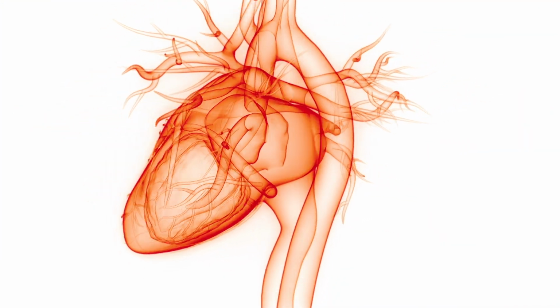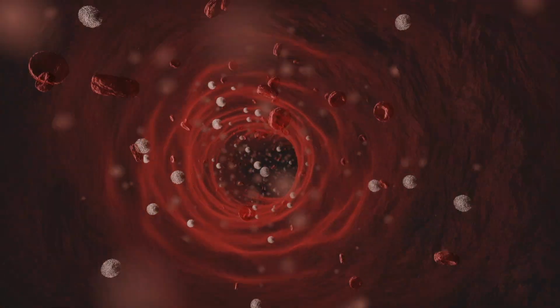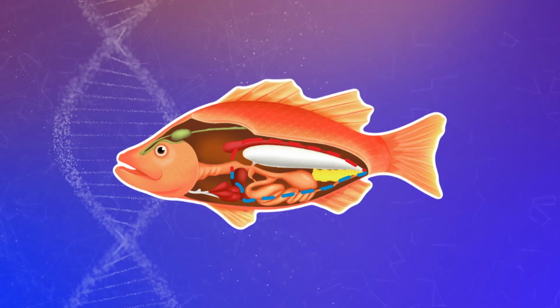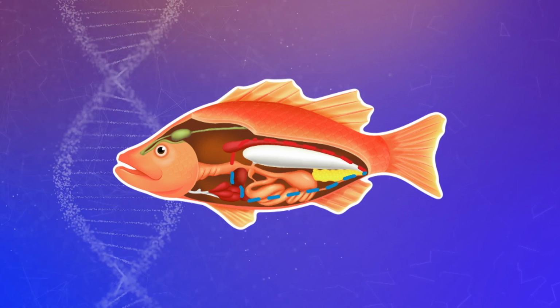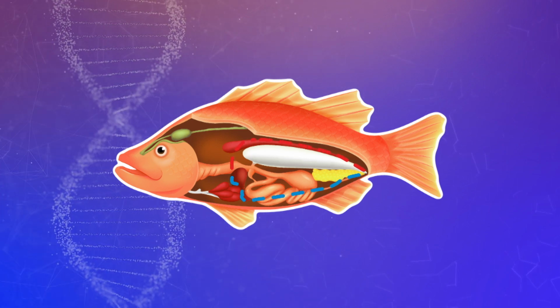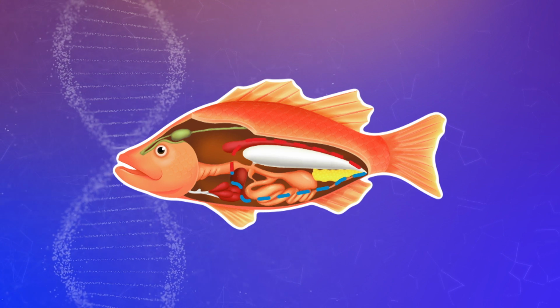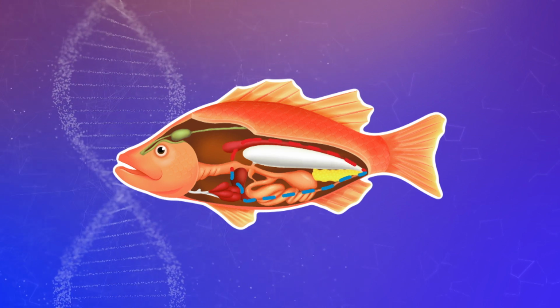Like humans, fish have a closed circulatory system with a heart that pumps blood through a single circuit throughout the body. The blood goes from the heart to the gills to the rest of the body before returning to the heart to start the circuit again.